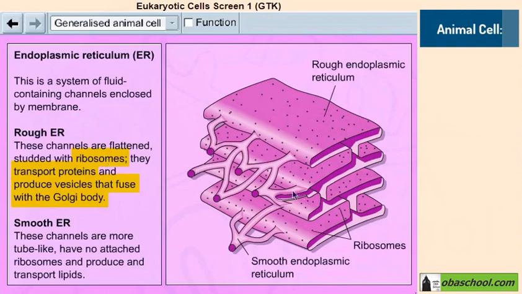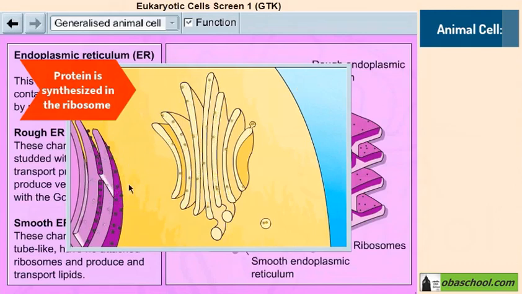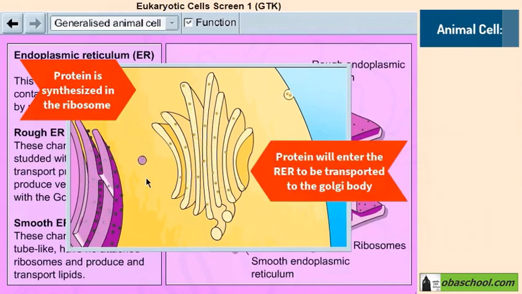So proteins are synthesized in the ribosomes, then the endoplasmic reticulum will transport them. However, the smooth endoplasmic reticulum has no attached ribosomes, and its main function is to produce and transport lipids. So as you can notice here, the proteins are synthesized in the ribosomes, then they will enter the endoplasmic reticulum to be transported to the Golgi body.